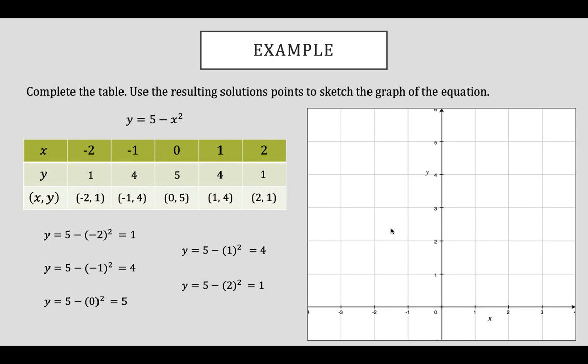Once we have all of those points, we can plot them on our coordinate plane. There we have (-2, 1), (-1, 4), (0, 5), (1, 4), and (2, 1). Once we have plotted the points, connect them with a nice smooth curve. Now, hopefully you guys recognize that this is a parabola. The equation that we are dealing with is a quadratic equation. We will talk a lot more about quadratic equations coming up later in the chapter.